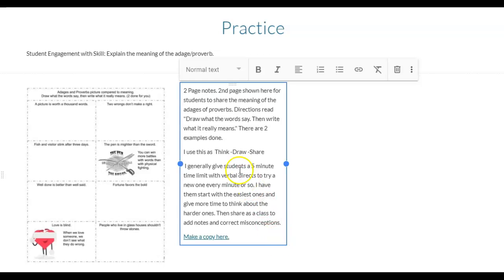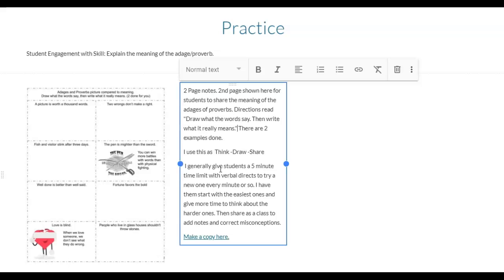And I would use it as a think, draw, share, and even giving direction, like I gave them 5 minutes with verbal notes like, hey, now that you've worked on that one for a little bit, why don't you try another one of these adages or proverbs? Draw a picture, write what you think it means. I love a time limit. Gives them time to think about everything.